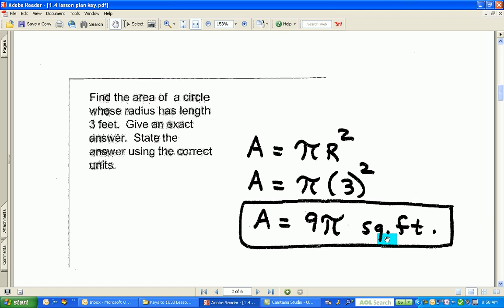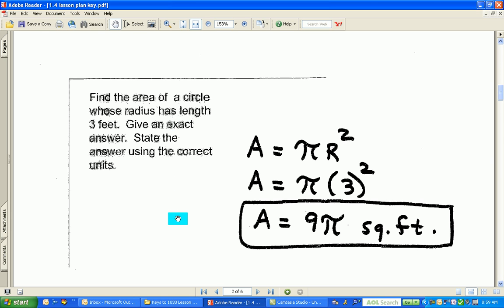And the correct units would be square feet. Whenever you're measuring area of any object, you're dealing with square units. Volume, you're dealing with cubic units, so you need to make that distinction. One confusion sometimes that my students have is they want to immediately go to a calculator and put in 3.14 for pi. Well, here's a problem with that. The directions say to give the exact answer. 3.14 is not exactly equal to pi. 3.14 is an approximation for pi.